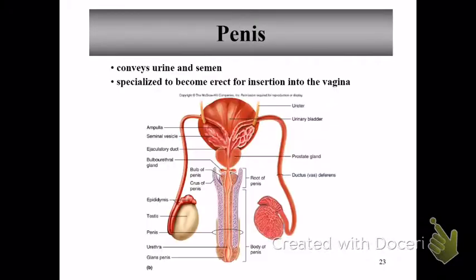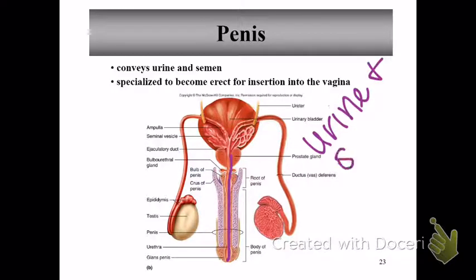Okay, penis. What does it do? In case you wondered, it conveys the urine and semen, lets it out, but is specialized to become erect for insertion into the vagina in the event that you had forgotten. Okay, the urethra, it lets out, you want to know this, write it in, urine and semen. The urethra, which is the tunnel, it's called the same thing in females. Urine and semen.